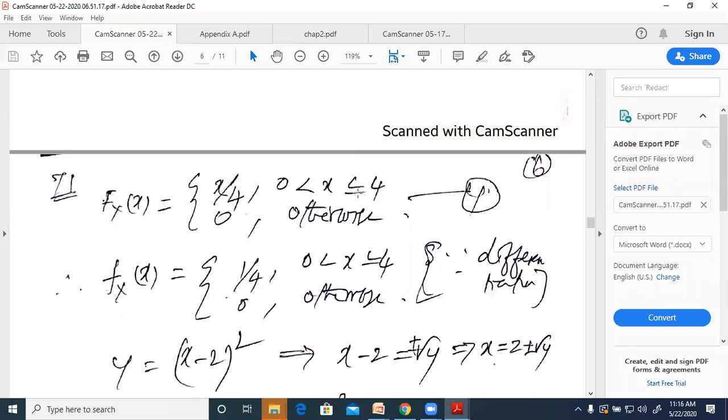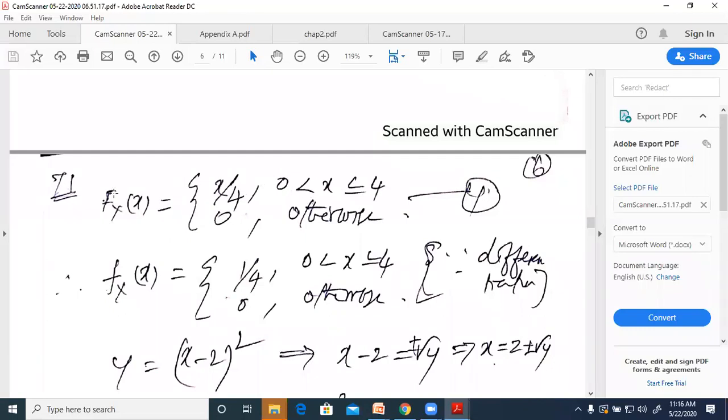So if it is 0 to 4, then the value of capital F_X(x) will be x by 4. Similarly, the small f_X(x) will be equal to 1 by 4 for 0 less than x less than or equal to 4, and 0 otherwise. Now, really speaking, we should have written here, this cannot be 0 otherwise. It will be 0 for x less than 0, and for x greater than 4, it will be equal to 1. There's a mistake here again.